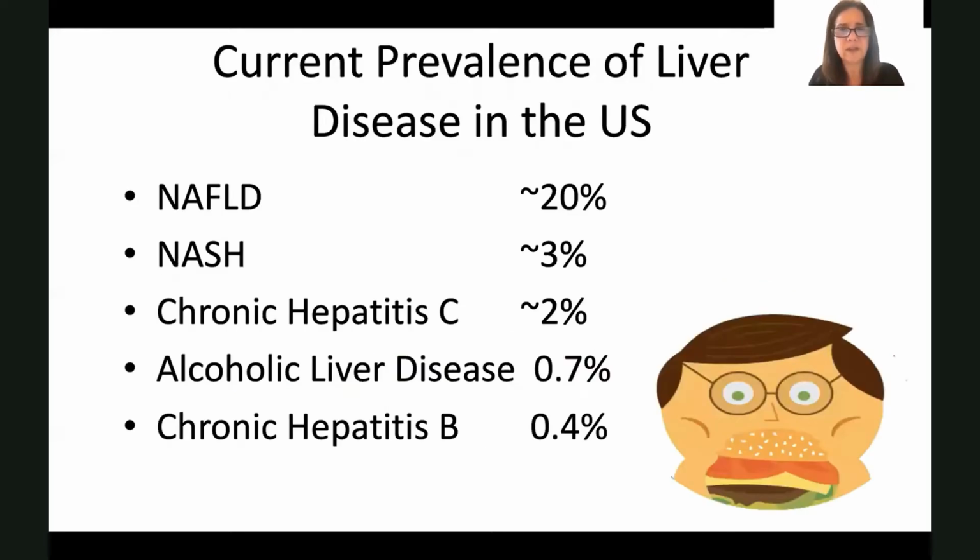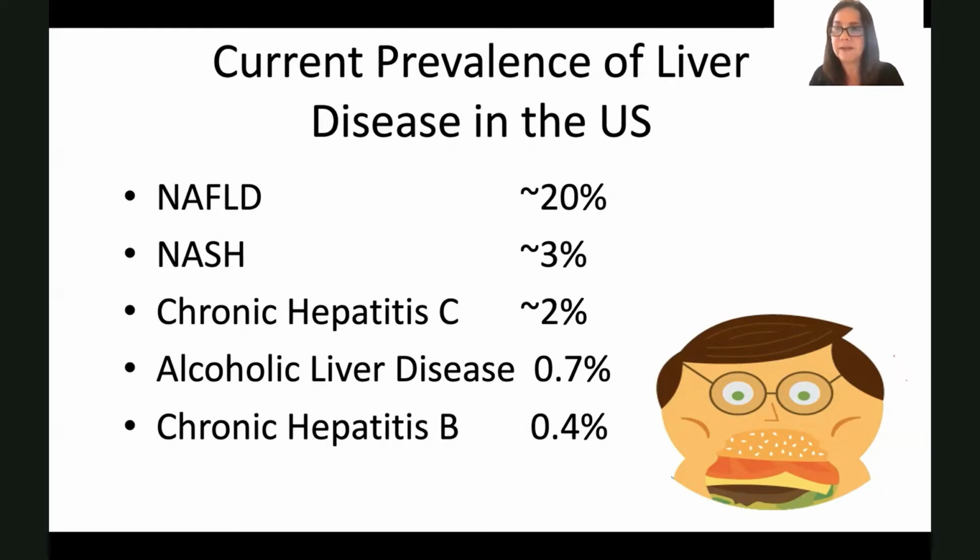If you look at the prevalence of liver disease in the United States, again, it's incredibly common. We think NAFLD is about 20%. The steatohepatitis, NASH, is about 3%. That's much higher than chronic hepatitis C, which comes in next at 2%. Alcoholic liver disease is really in the minority at 0.7%, and chronic hepatitis B is bringing up the rear at 0.4%.